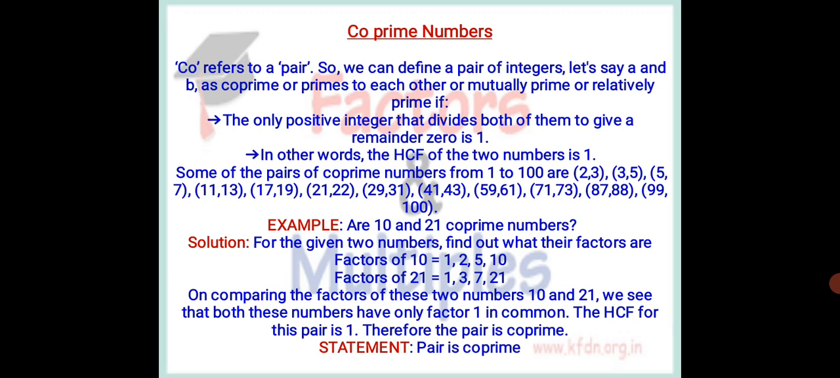Example: are 10 and 21 co-prime numbers? Solution. For the given two numbers, find out what their factors are. So if we want to know whether 10 and 21 are co-prime numbers or not, we have to find out first the factors of 10 and 21. Factors of 10 are 1, 2, 5 and 10. And factors of 21 are 1, 3, 7 and 21.